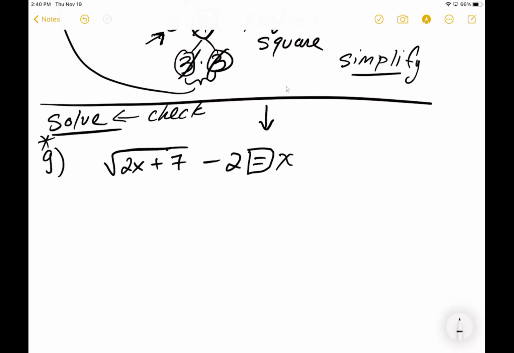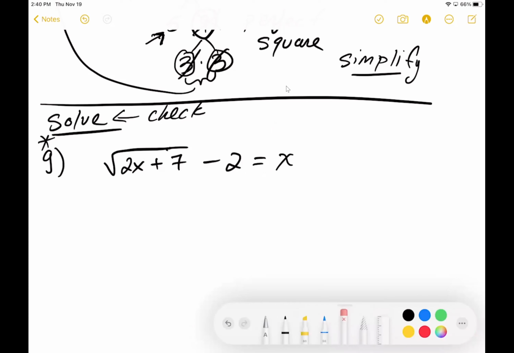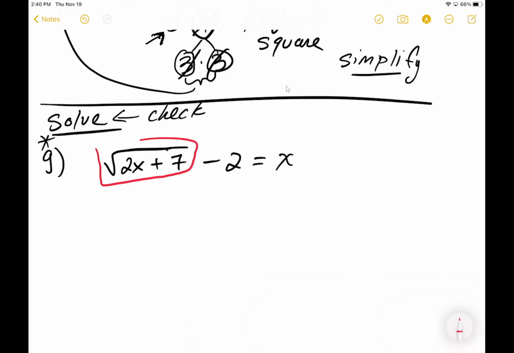So before we solve this, ladies and gentlemen, if you remember what we did last time, this is what we need to ask ourselves: is your radical isolated? Is this item by itself? And you probably say no. The answer is no, because there is some number lingering with this radical. So because there's some number lingering with this radical, you need to get rid of it, and to get rid of this number, you need to add.